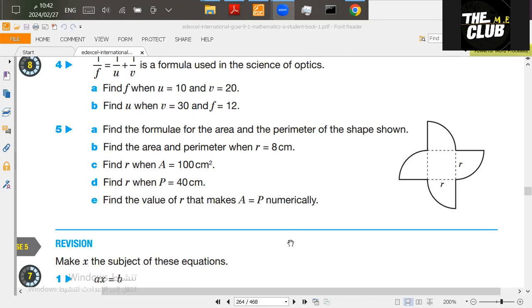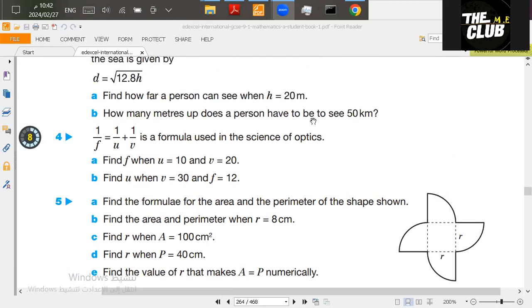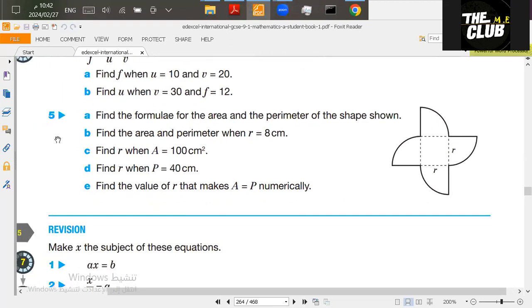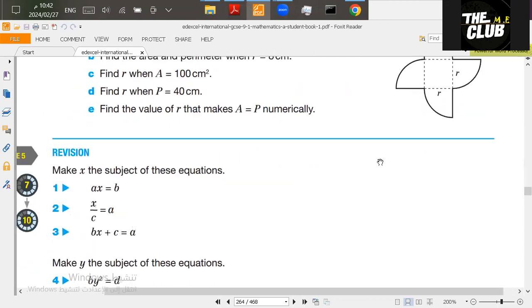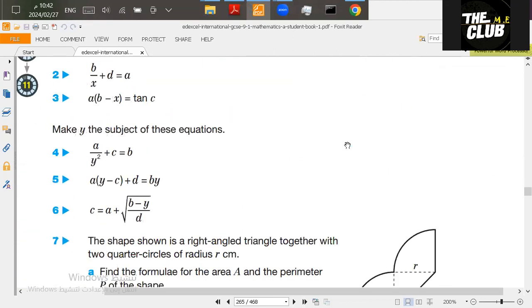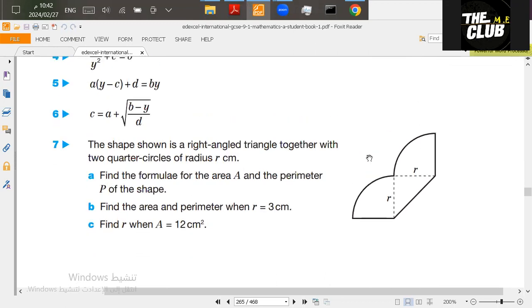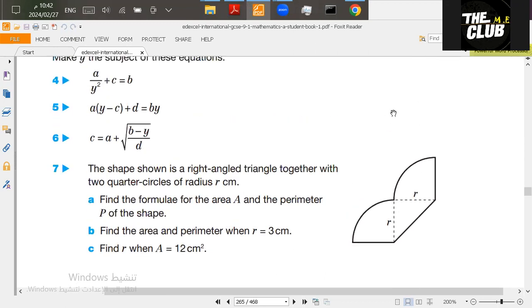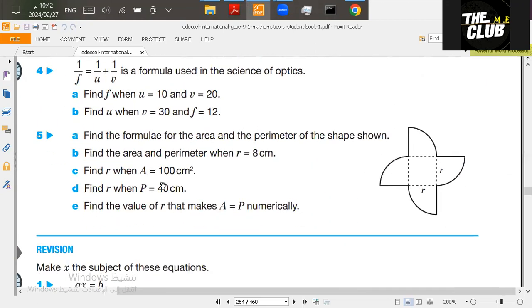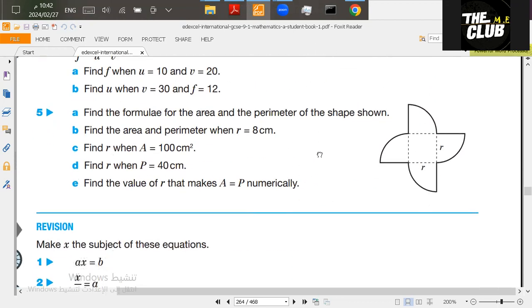We're going to talk about Algebra 4, the rest of the questions. So we're studying the most important questions. For example, question 5 here: find the formula for the area and the perimeter of the shape. And then we're going to use the formula that we got to answer these questions, okay? Same idea with question 10. Same idea with question 7 here. So basically, we're going to write the formula. I'm going to answer this question first, and the others will have the same ideas, and I'll focus on the idea of writing the formulas first. Okay.